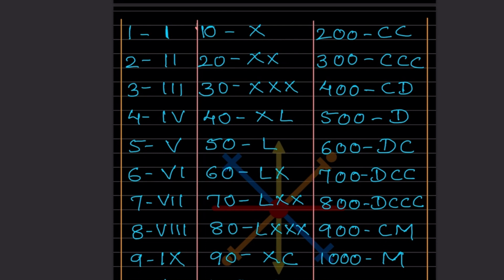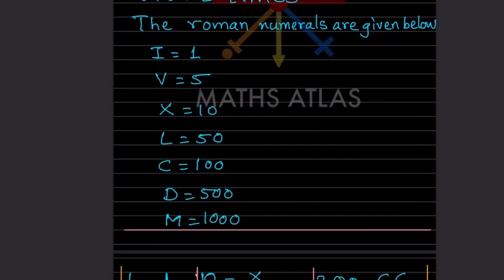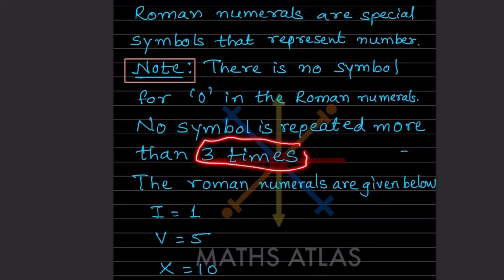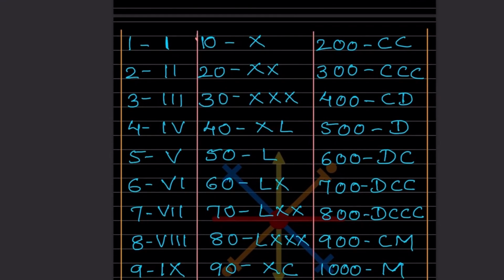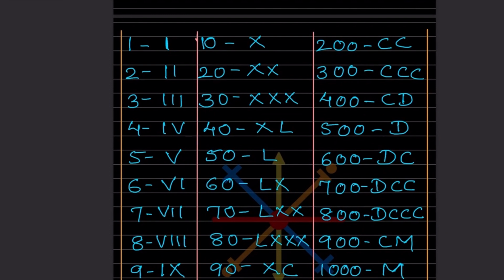So this is I, II is 2, III is 3. Now for 4, why don't we write IIII? Because, as I said, no symbol can be repeated more than 3 times. We cannot repeat that I more than 3 times. So IV is 4, V is 5, VI is 6, VII is 7, VIII is 8. Here again we cannot write VIIII, four times, isn't it? So we cannot repeat the symbol.